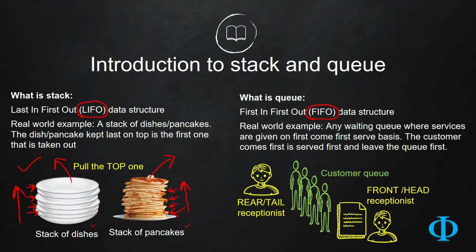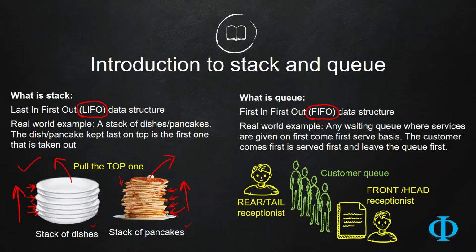So that's exactly what a stack is. That is, the pancake which has been put by the waiter last in this structure, you take that out first. In the same way, the dish that has been put last in this structure, you take that out first. And this way you take them out from top to bottom. So that's the stack.